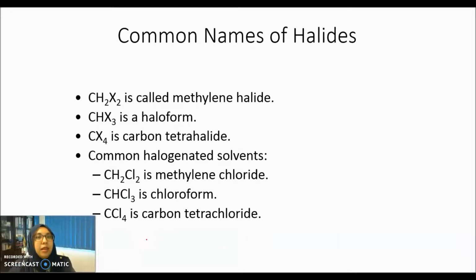Now, other common names of halides. Okay, for example, CH2X2, or CH2Cl2, is called methylene halide. So CHCl3, for example, is chloroform. If you look for trichloromethane in the lab, for example, in my own research lab, you may have trouble finding trichloromethane. But when you say, I want chloroform, everybody knows chloroform. So that is like a commercial name for trichloromethane.